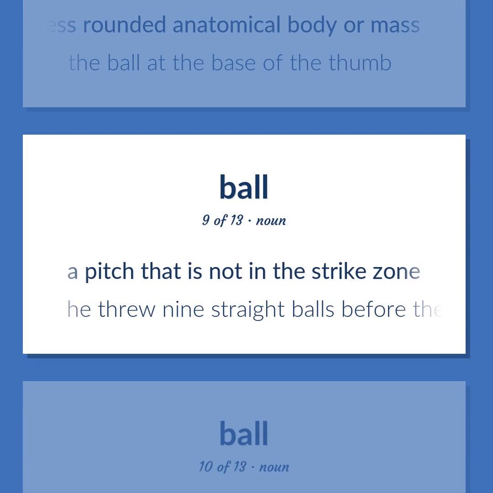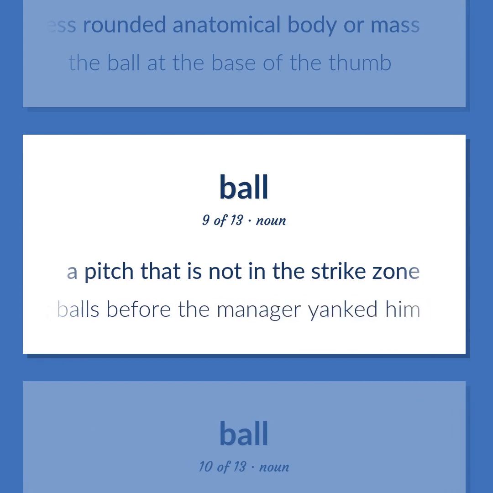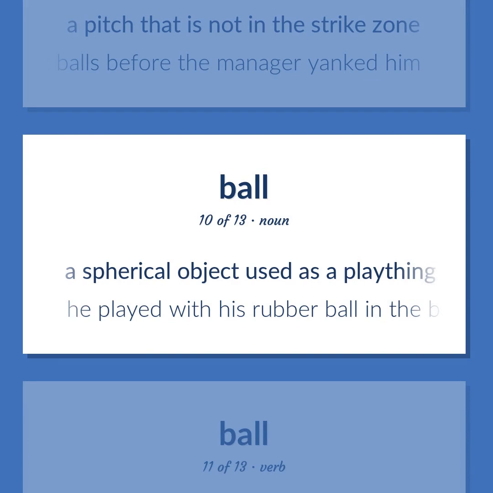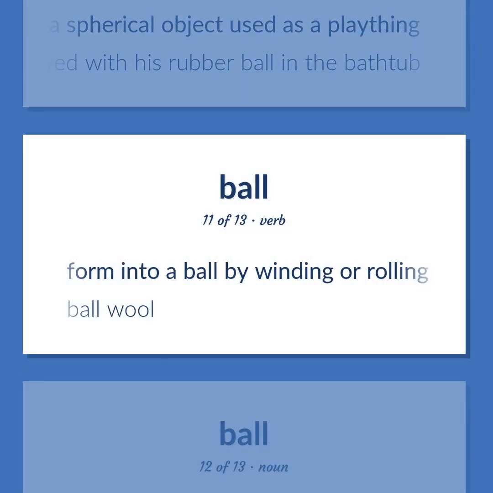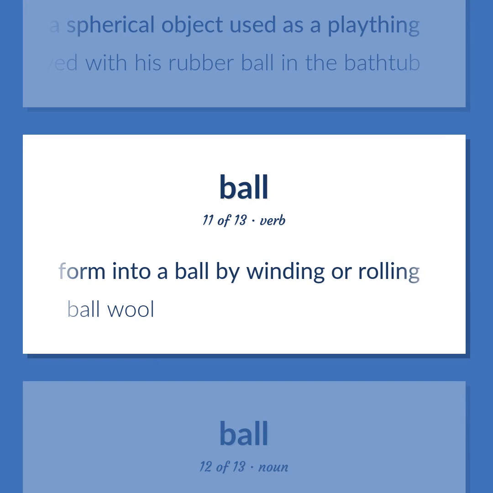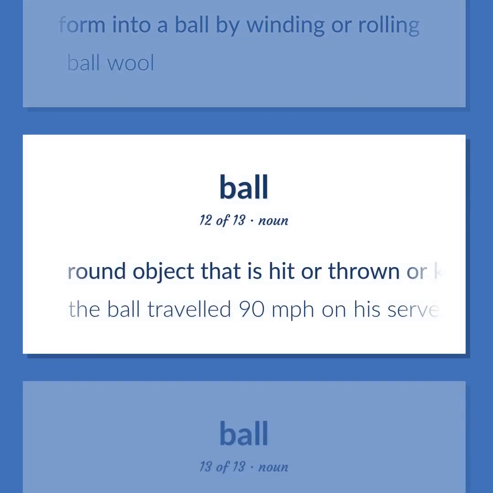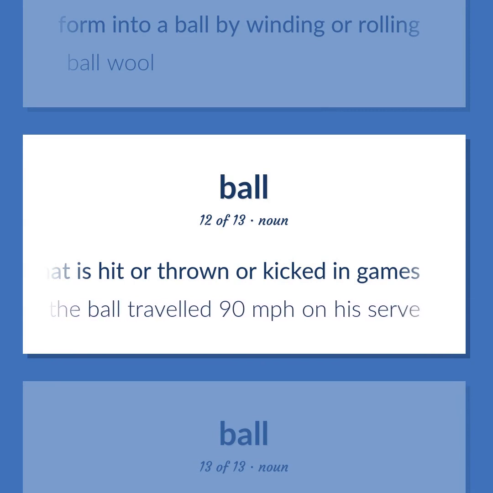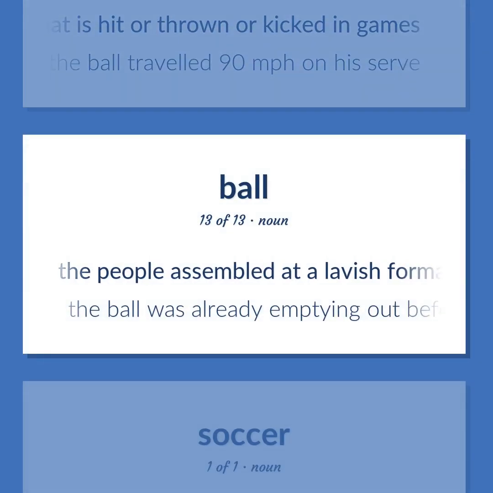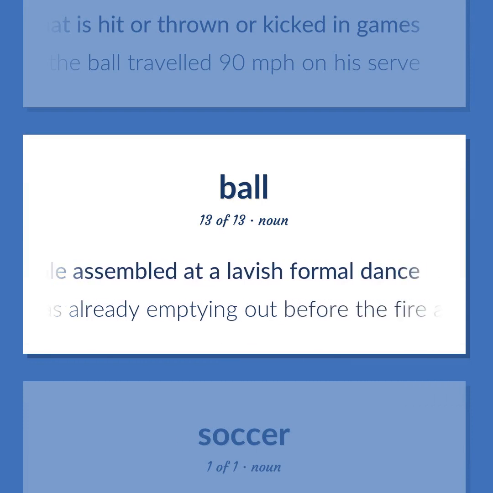A pitch that is not in the strike zone. He threw 9 straight balls before the manager yanked him. A spherical object used as a plaything. He played with his rubber ball in the bathtub. Form into a ball by winding or rolling. Ball wool. Round object that is hit or thrown or kicked in games. The ball traveled 90 miles per hour on his serve. The people assembled at a lavish formal dance. The ball was already emptying out before the fire alarm sounded.